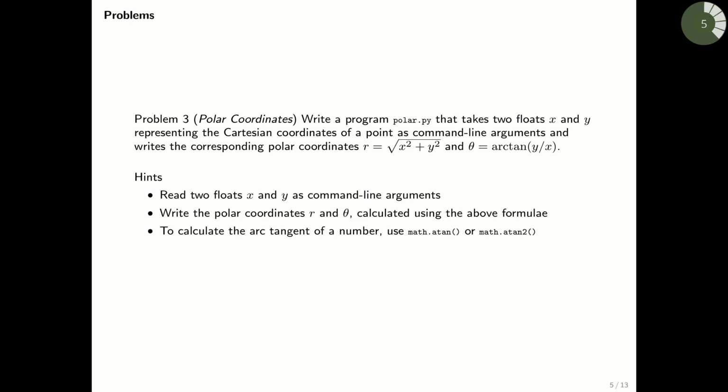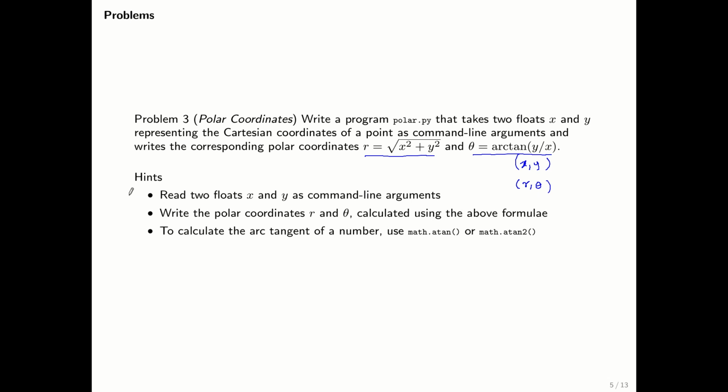The next problem is called polar coordinates. So here you're required to write a program called polar.py that takes two floats, x and y, representing the Cartesian coordinates of a point. And the program is supposed to write the corresponding polar coordinates. Given the Cartesian coordinates of a point x, y, you're required to write the corresponding polar coordinates r and theta, where r is calculated using this formula and theta is calculated using this formula. And once you have r and theta, simply write it out for output.